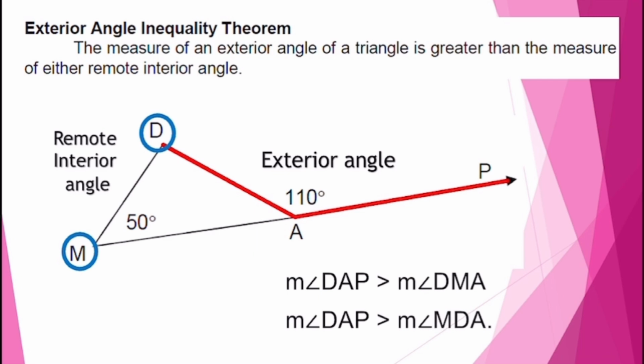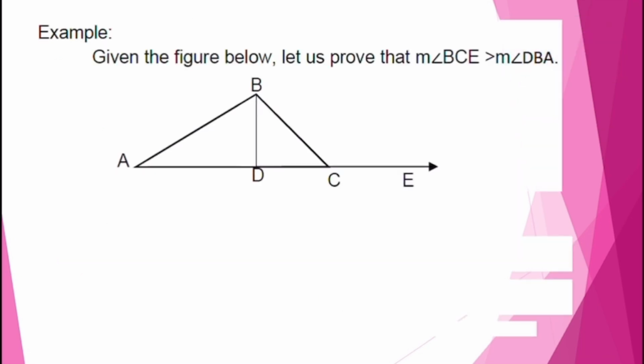Now, the following theorems are the hinge theorem and the converse of the hinge theorem, which are used to prove inequalities in two triangles. Let's have an example using the two-column proof. Given the figure on the slide, let us prove that the degree measure of angle BCE is greater than the degree measure of angle DBA.